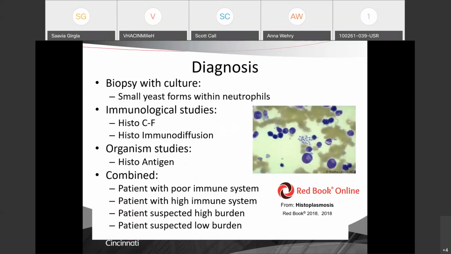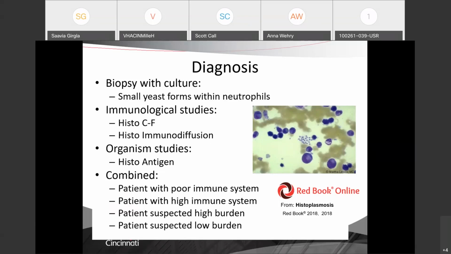You can see here on your right, this came from the Red Book, which is the pediatric infectious disease book. And you can see here a neutrophil with little yeast formed within it. Immunological testing, and the way I look at these, we can do two things. We can either test the patient's immune system towards histo, looking at the serologies, or you can test for the histoantigen itself.